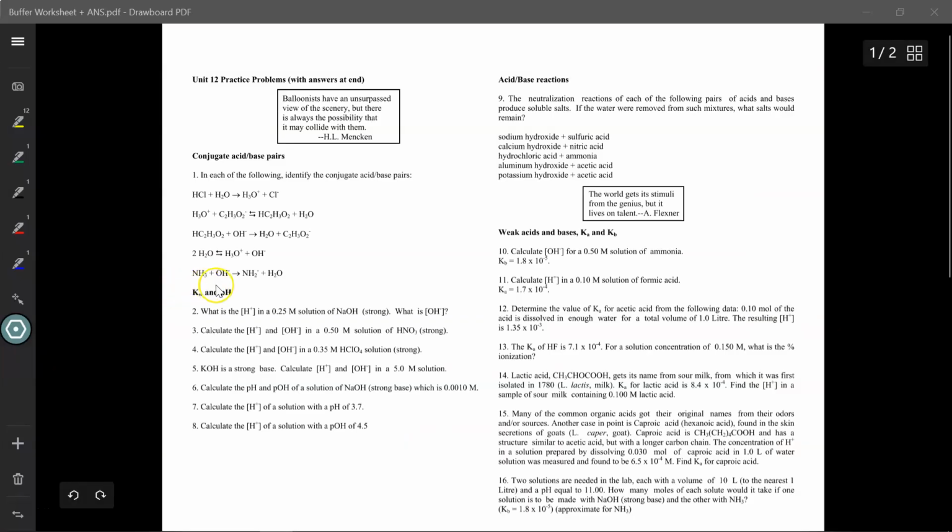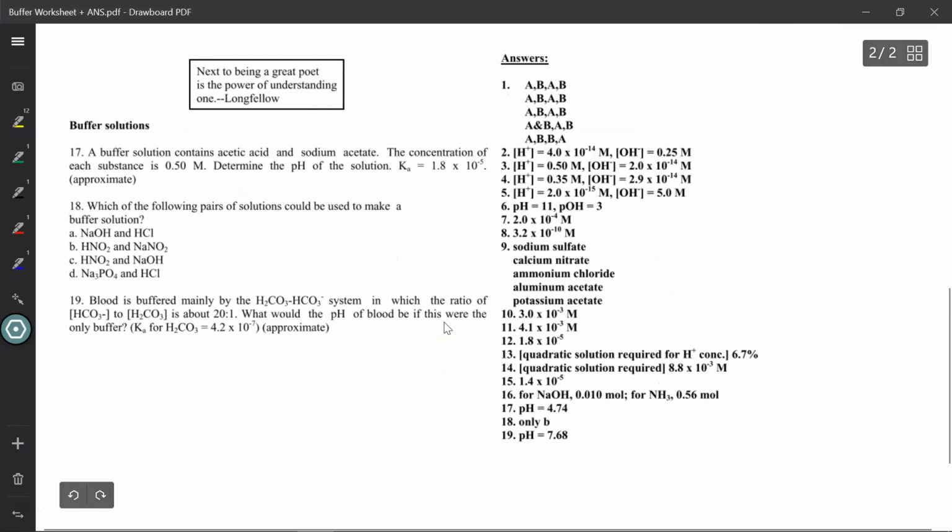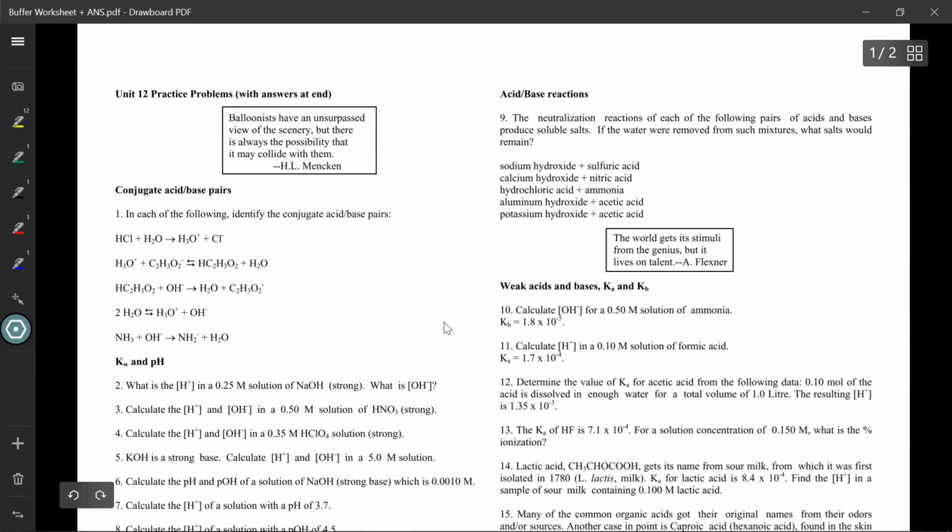Okay, so what I would like you to do now is work on this handout. This handout has answers at the back for numerical answers only, doesn't have any full solutions. Just be aware this is not my worksheet. This belongs to someone else. I found it online. I don't remember where I found it from.